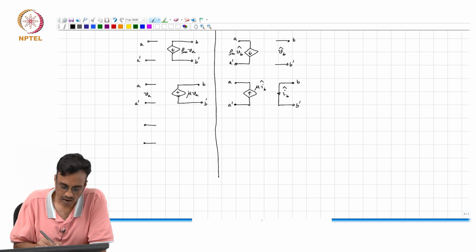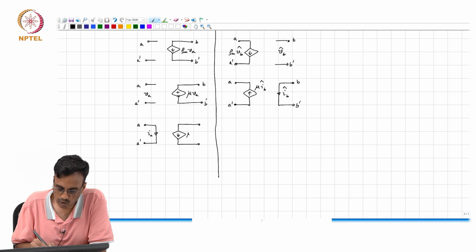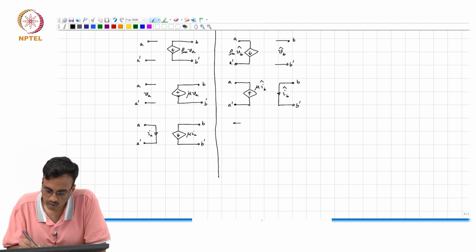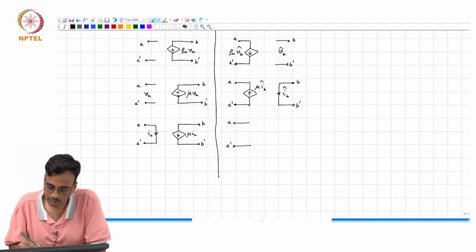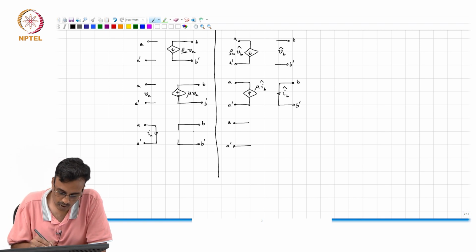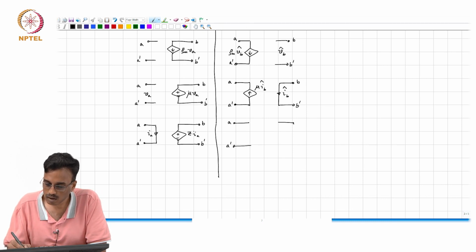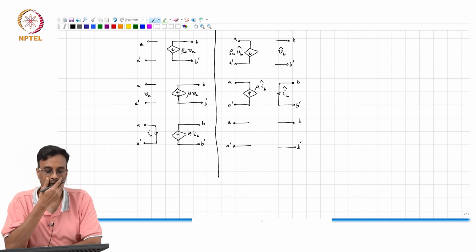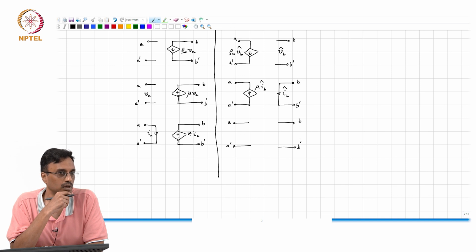If you have a current controlled current source, so this is IA, this is mu times IA, this is B and B prime. What should we do? This is A prime, sorry, this is a current controlled voltage source. So, this is say Z times IA, this is B, this is B prime. Let us see what we should do. Any thoughts?